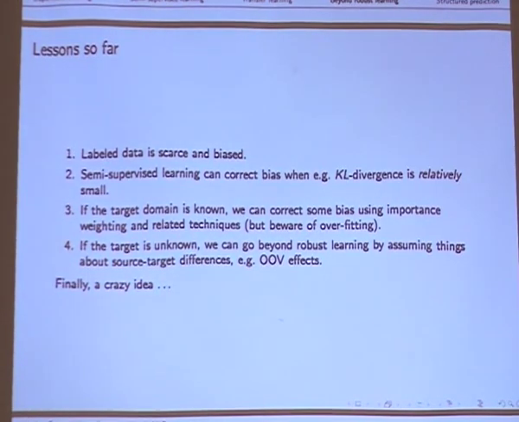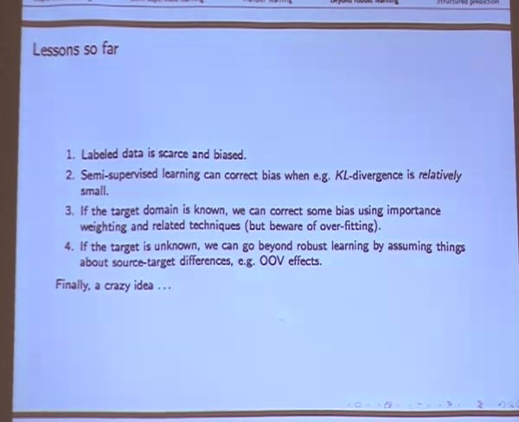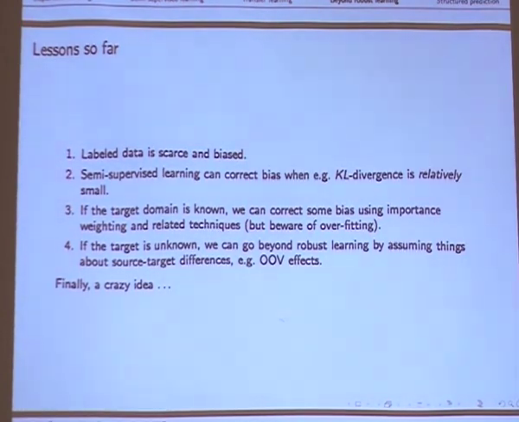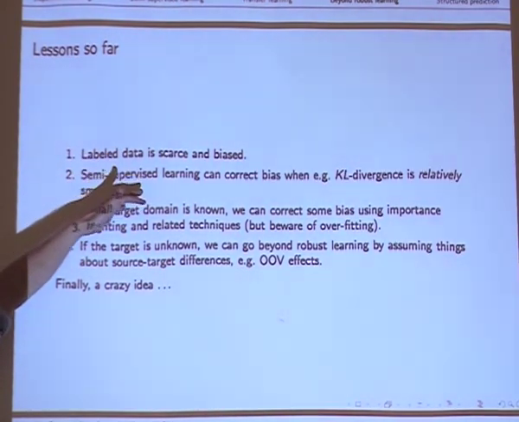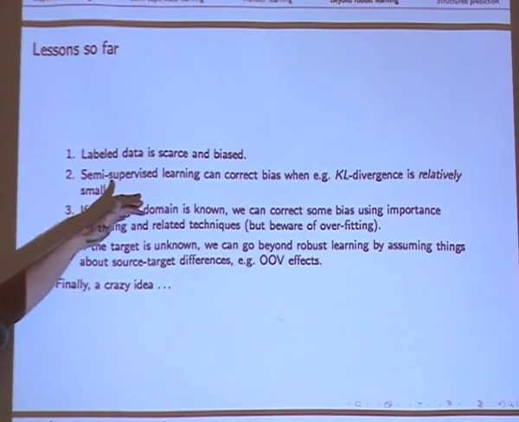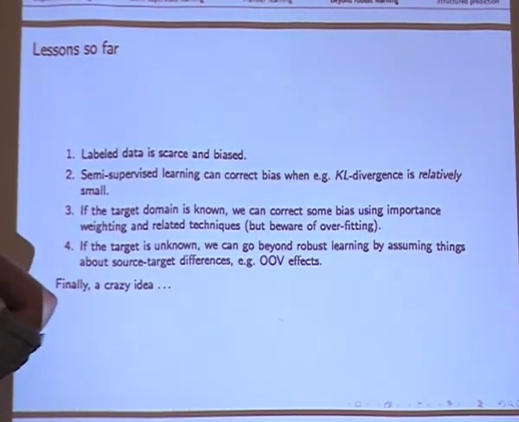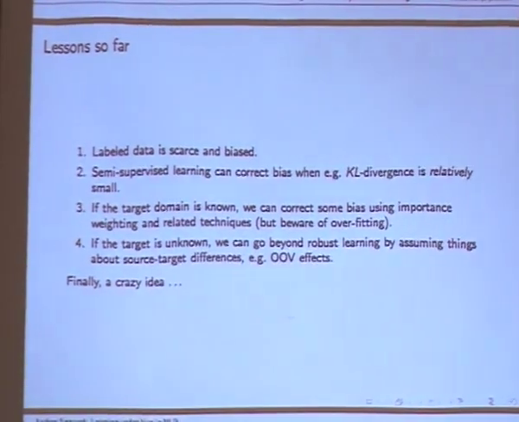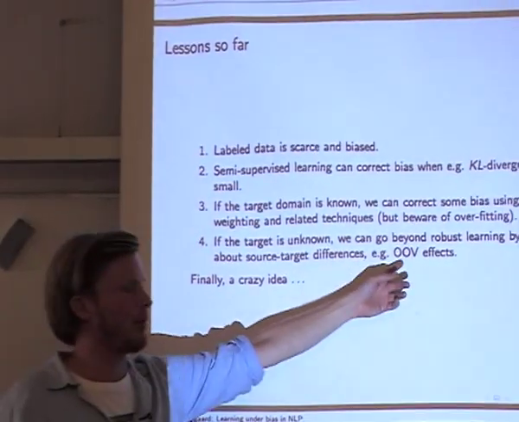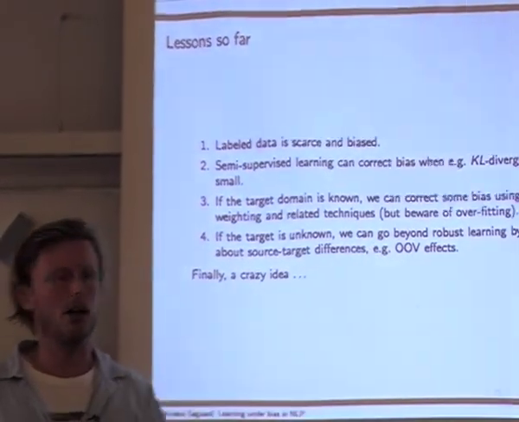All right. Okay, so far, what I've said is that labeled data is scarce and biased. You can use semi-supervised learning in some cases. You can use importance weighting in some cases, but that relies on the assumption that you can actually pull unlabeled data from the target domain. If not, there are other things you can do, going beyond robust learning a bit by assuming something very generic about what a source-target domain difference is. And what we've been assuming here is that you see a lot of out-of-vocabulary effects.